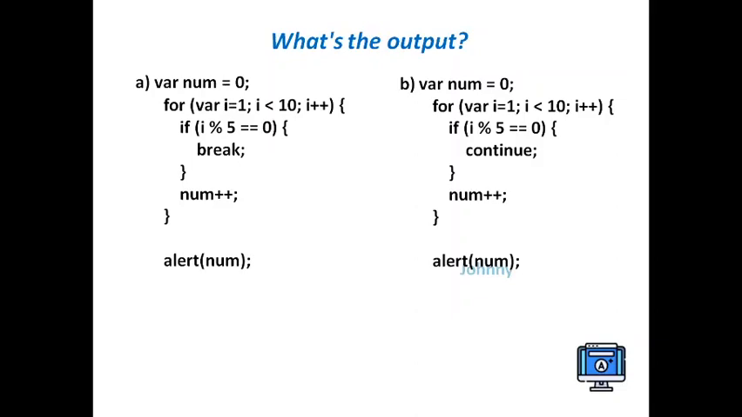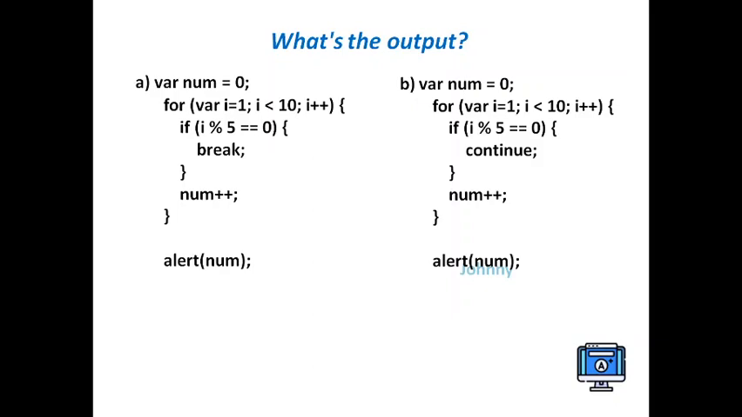Quiz question for today. Here we have variable num equals 0 and a for loop, and inside the for loop we have an if block. In this for loop we have variable i equals 1, i less than 10, i plus plus. In general context it will try to display the values from 1 to 9.